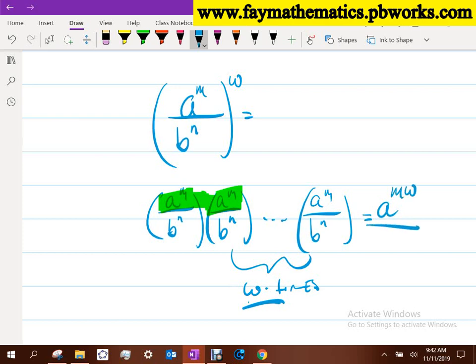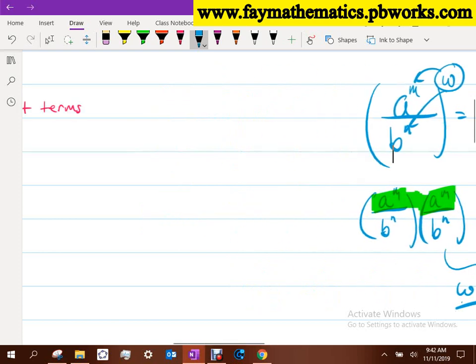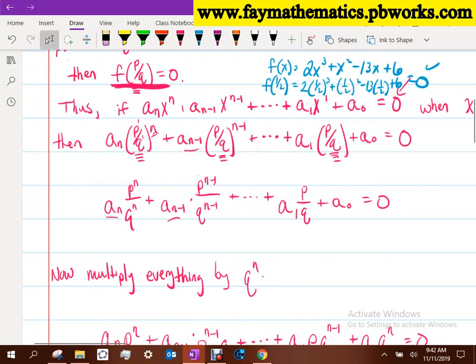And then don't I do the same thing for the bottom? B to the n w. So you guys remember that when you just multiply those powers? Does that make sense? Okay, so that's the proof of that. That's why that works.